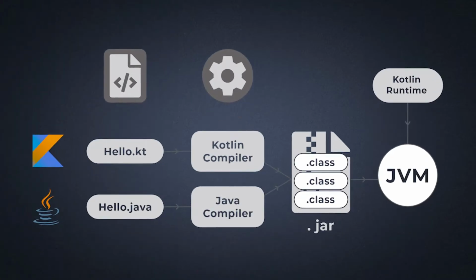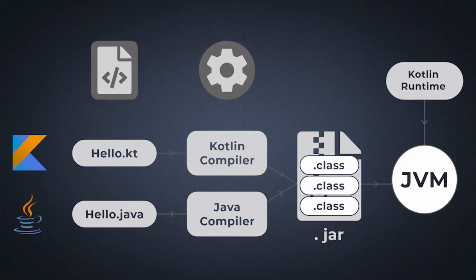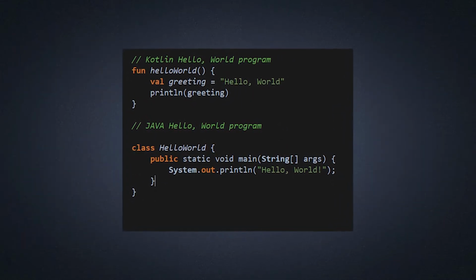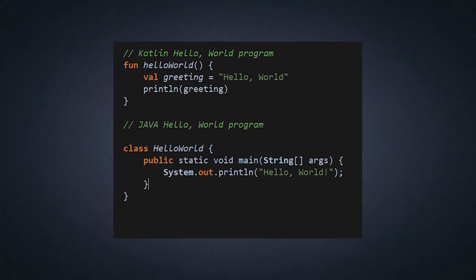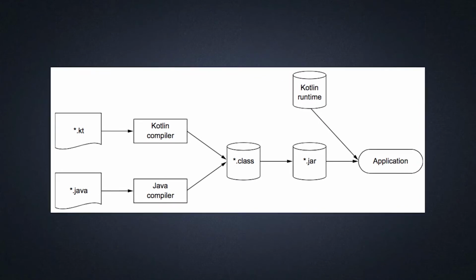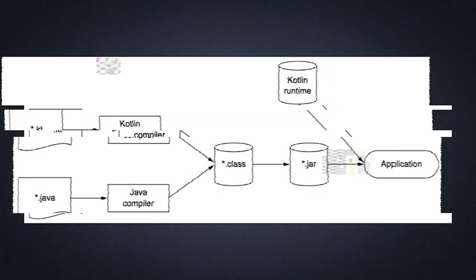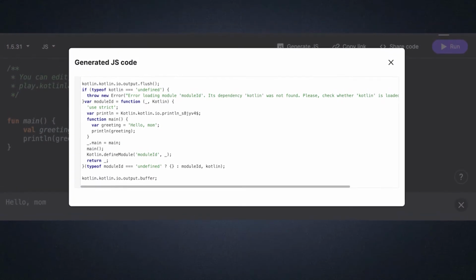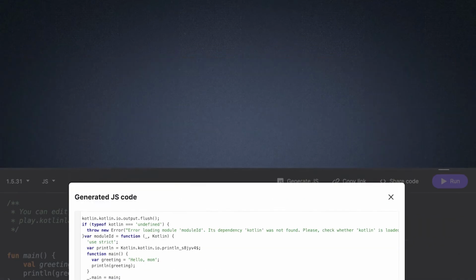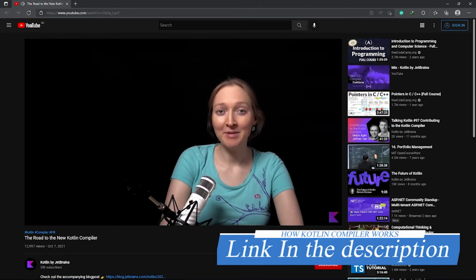Let's take a look at how Kotlin code is compiled for Java Virtual Machine and JavaScript. So let's say you have this code and you hit the run button, then your code is compiled to JVM class Java bytecode, and then from there it's compiled to machine code. Similarly, your Kotlin code is transpiled to JavaScript ES 5.1 source code. A more detailed video about how Kotlin compiler works is given in the description.